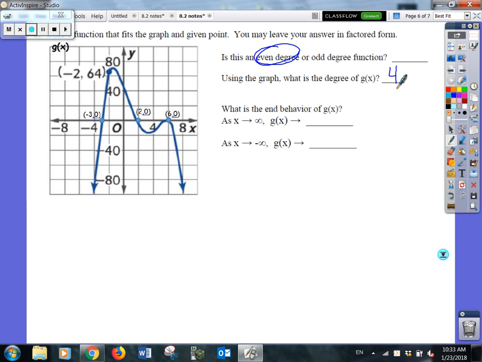As x approaches infinity, so as x goes to the right, the function goes down. As x goes to the left, the function goes down. So both end behaviors should be the same, because we're looking at those arrows. Those arrows both go in the same direction.